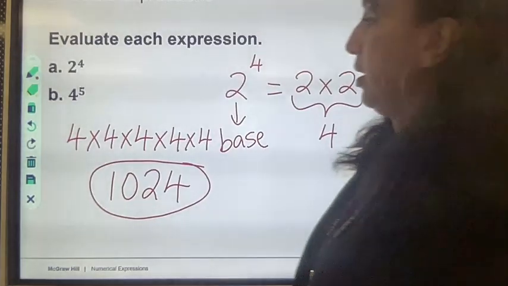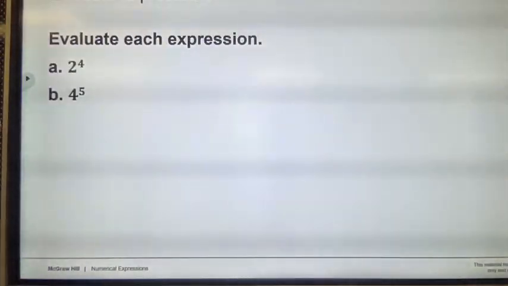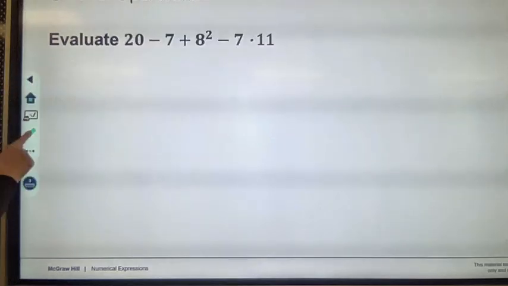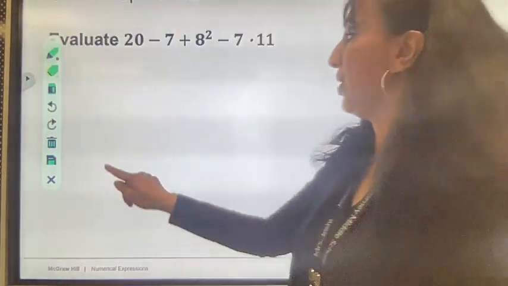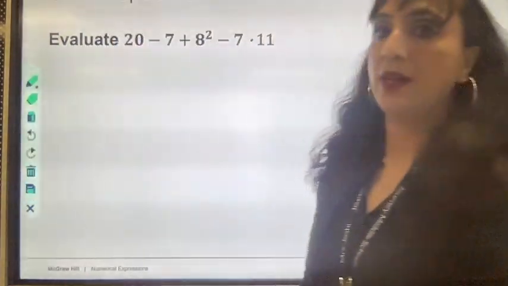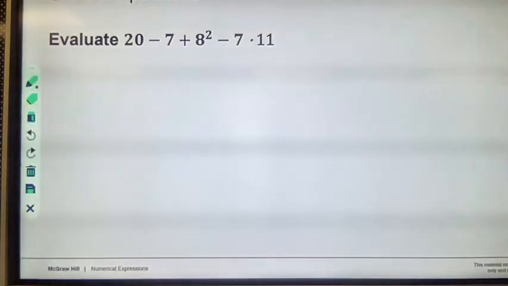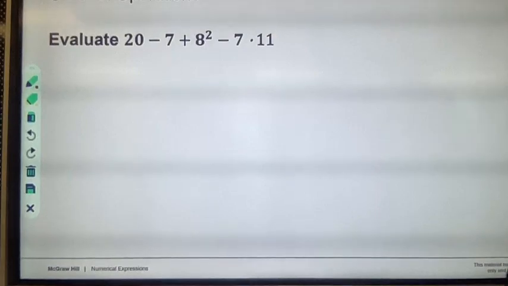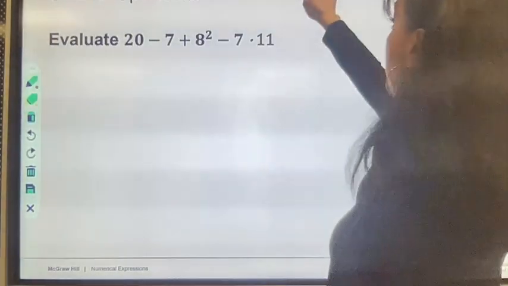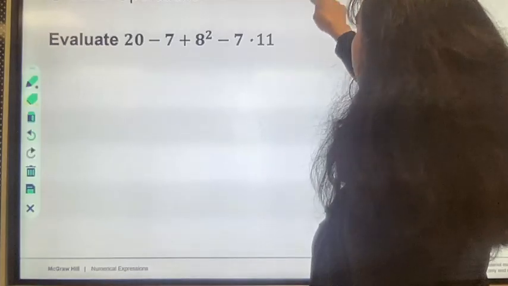Okay, now let's evaluate this. Now we are getting into the order of operations. And if I look at this one, let's see what I have over here. Okay, based on PEMDAS, which is order of operations.